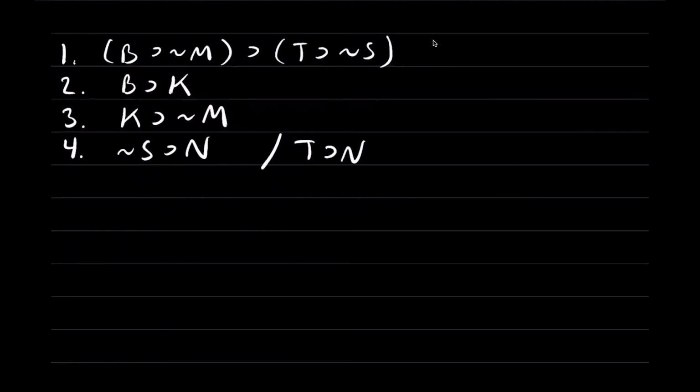Let's do another one. This one's going to look a little scary, but don't be intimidated by it. The first premise says if B implies not M, if all of this in parentheses, then T implies not S. Line 2 says B implies K, or if B, then K. Line 3 says K implies not M. Line 4 says that if not S, then N. And we're trying to show this conclusion, T implies N. So let's dive in.